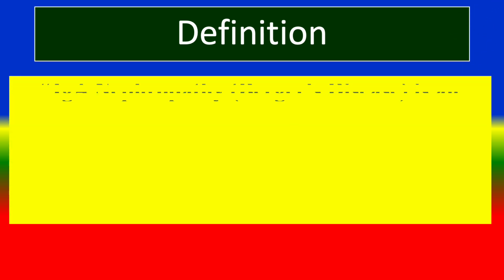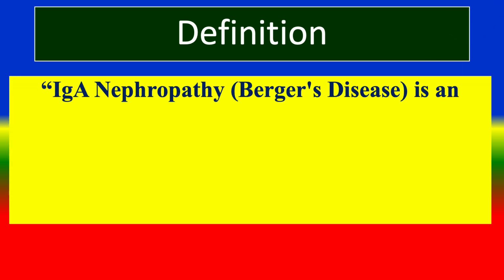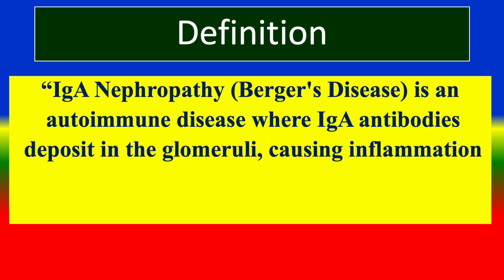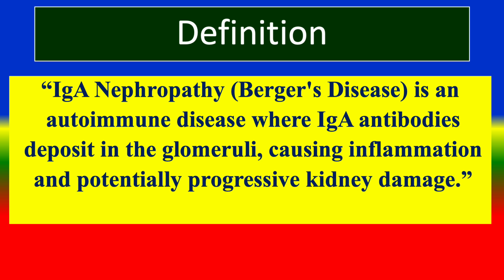Definition. IgA nephropathy or Berger's disease is an autoimmune disease where IgA antibodies deposit in the glomeruli, causing inflammation and potentially progressive kidney damage.